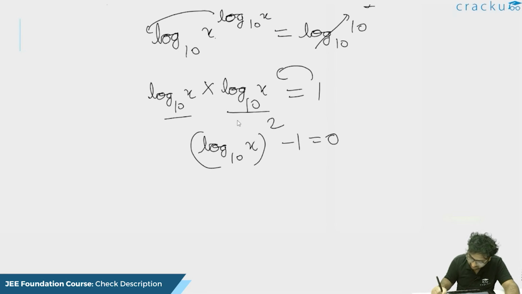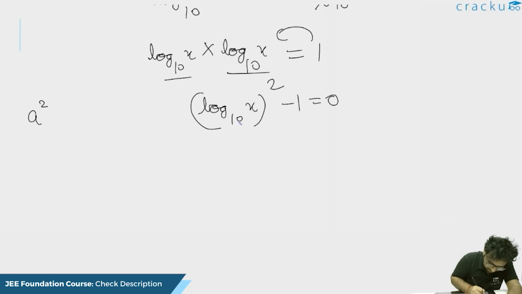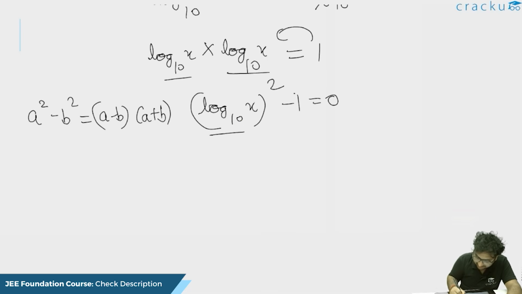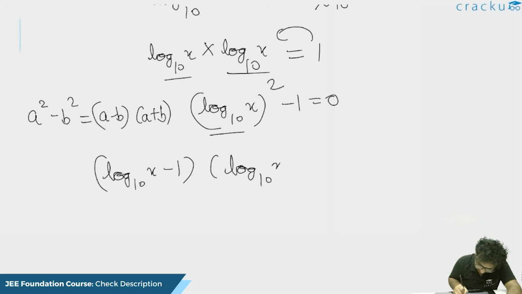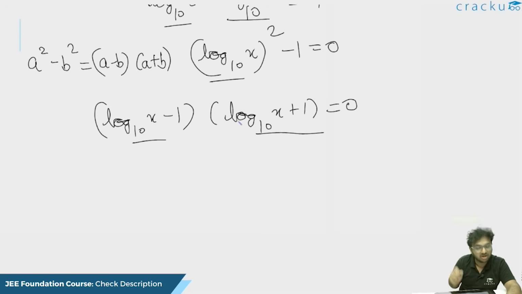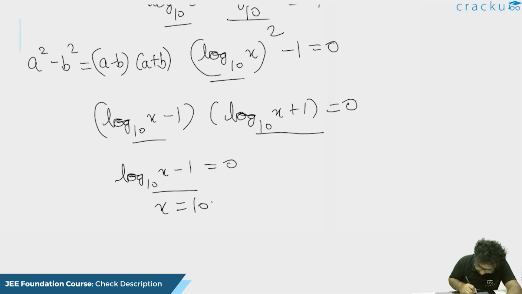Now we know that a square minus b square is equal to what? a minus b into a plus b. So this is a square. This minus 1 can be written as 1 square. Okay. So log x minus 1 into log x plus 1. Now either this is equal to 0 or this is equal to 0. So let us put log x minus 1 equal to 0.